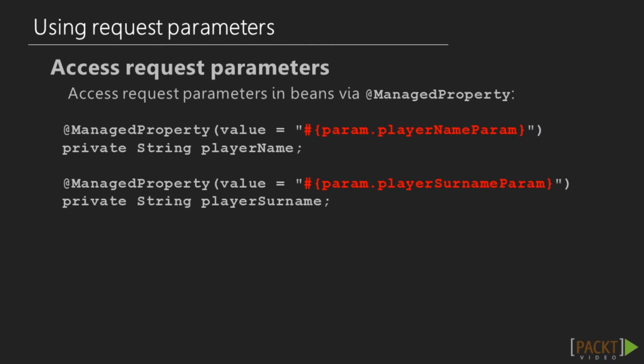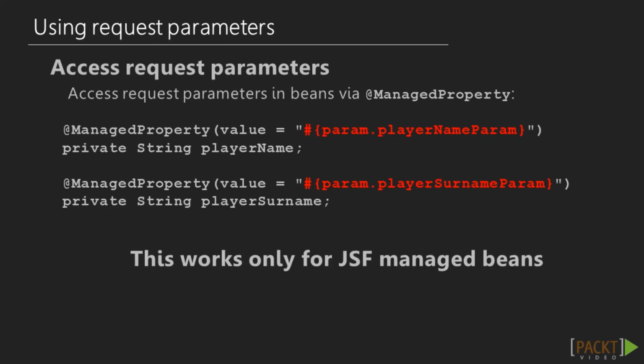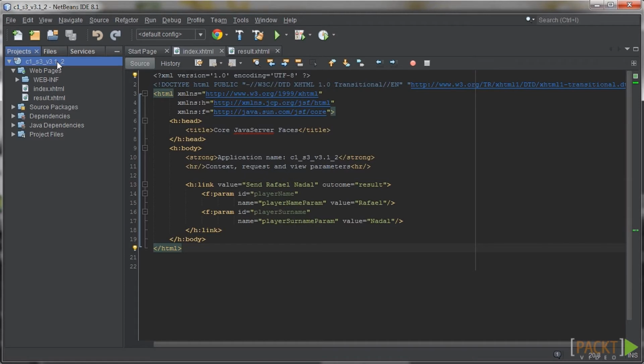If you think that is not a very convenient approach to access the request parameter map in the bean, then you can use the ManagedProperty annotation, which sets the parameter as a bean property. The values are set immediately after the bean's construction and are available during post-construct. But keep in mind that the ManagedProperty annotation is usable only with beans managed by JSF, not with beans managed by CDI.